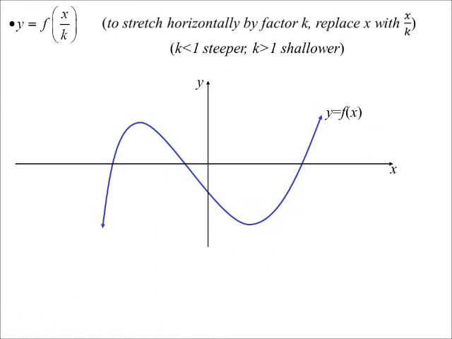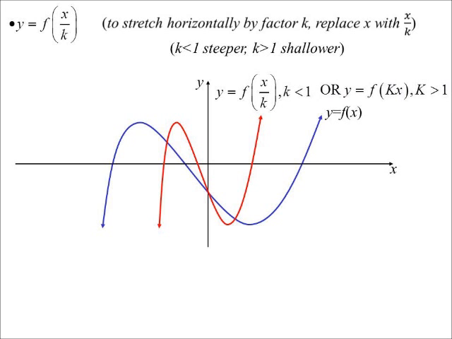Now, if it was x divided by k rather than y divided by k, we're now going to get a horizontal pulling out or stretching or pushing in, again depending on the value of k. If k is less than 1, we should end up with a steeper curve. If k is greater than 1, we end up with a shallower curve, which you'll notice is the opposite to the y one. So if I'm going to push it in, this is where k is less than 1.